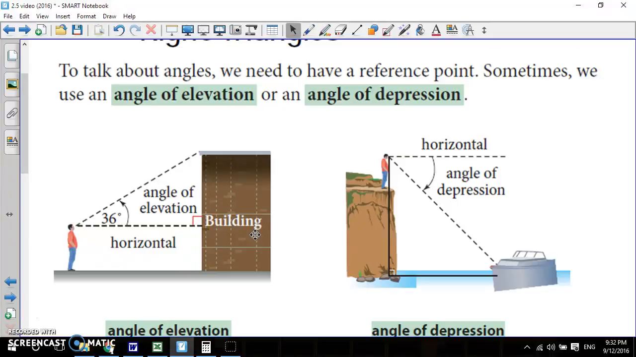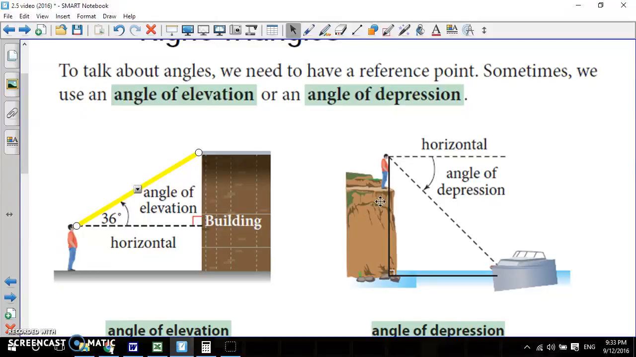Consider this diagram on the left. The person is standing in front of a building. Normally, his eye will be able to see the face of the building through a horizontal line of sight. But if he decides to look at the top of the building, he will need to tilt his head up until he can see the top of the building. This angle between the horizontal line and this new line of sight is called the angle of elevation.